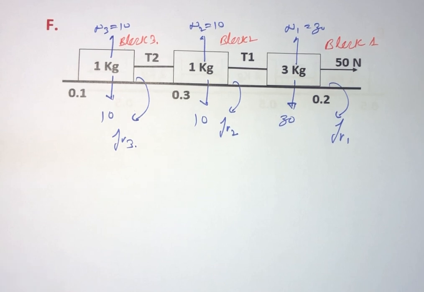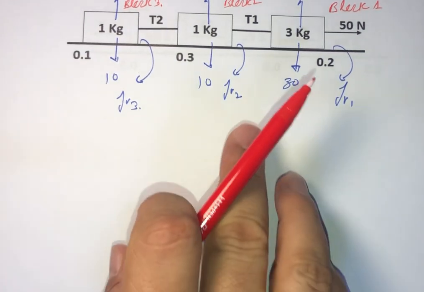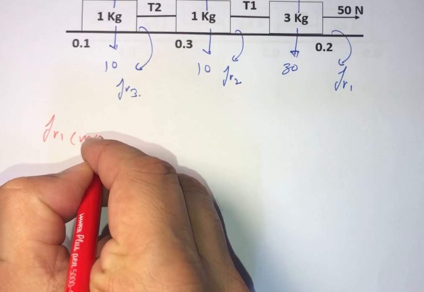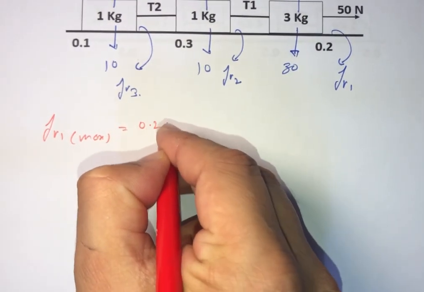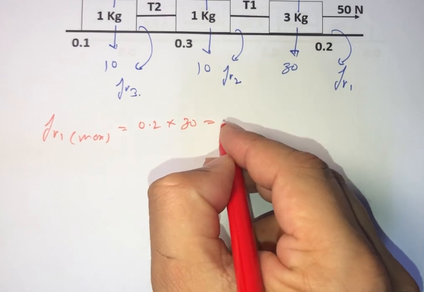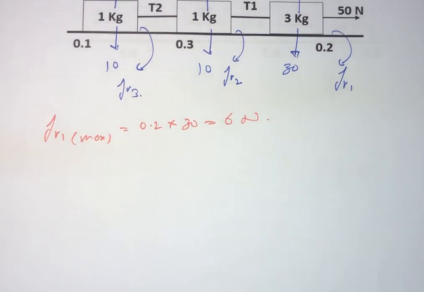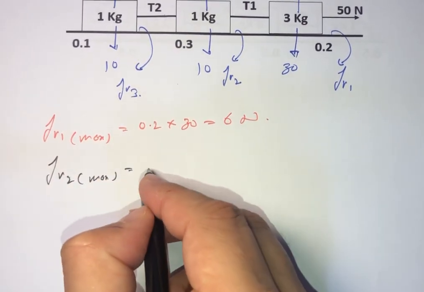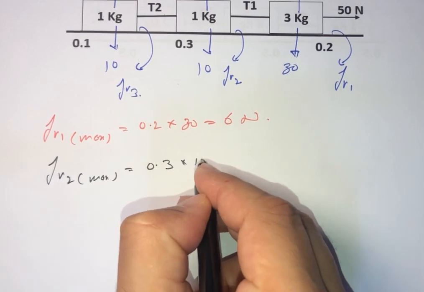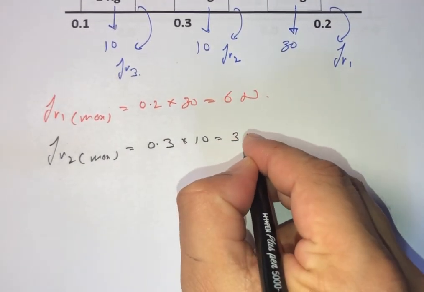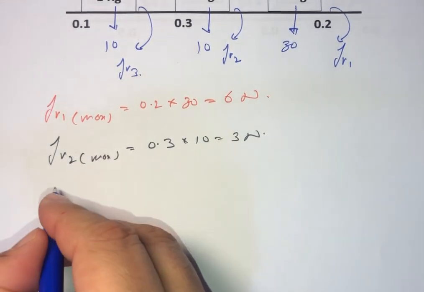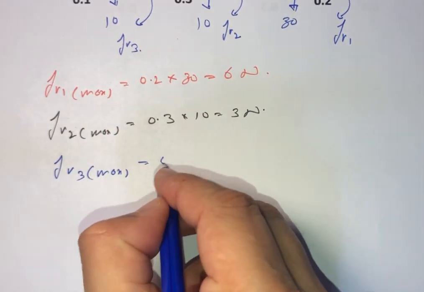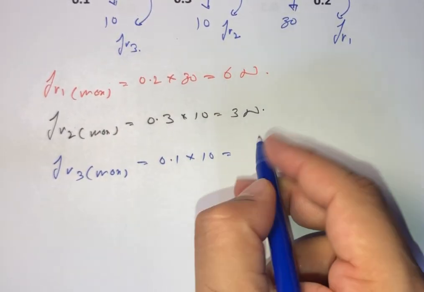And we find out the maximum values of FR1 max, FR2 max and FR3 max. We can say that FR1 max will be equal to 0.2 into 30, which comes to 6 Newton. We have our FR2 max, which is 0.3 into 10, equal to 3 Newton. And we have our FR3 max, which is 0.1 into 10, giving us 1 Newton.